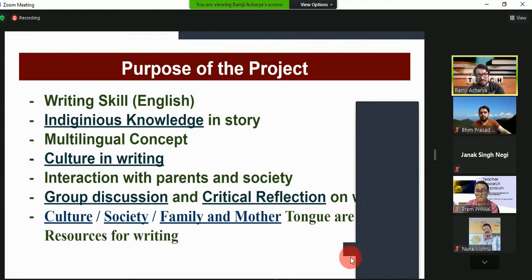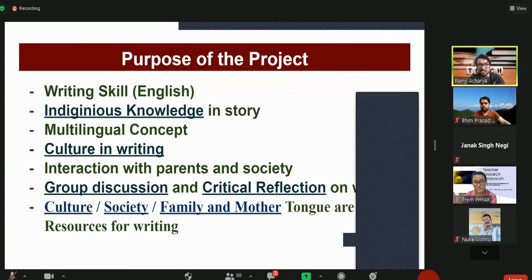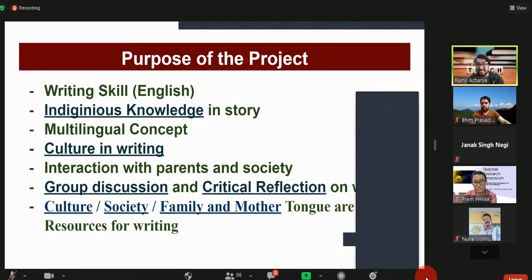It's a very exciting point to share, but I couldn't cover everything. Culture in writing is an amazing point I got while doing my project, along with interaction with parents and society while writing. Oh my God, it's a very huge term for the student. They were so excited while doing these activities: group discussion, critical reflection. I already told you that culture, society, family and mother tongues are resources for their writing, not the stories they have been reading in books and listening to from the elders.